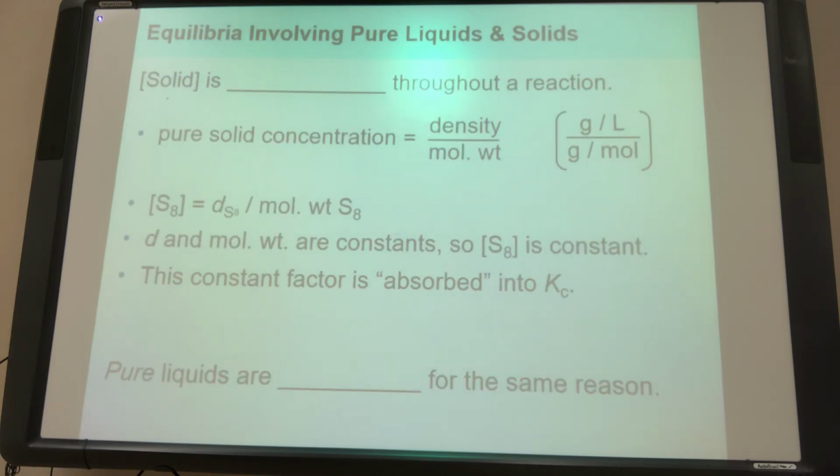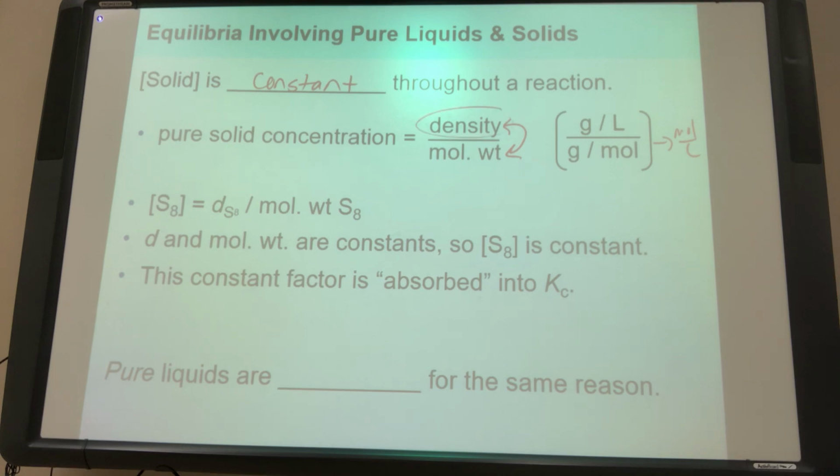The concentration of a solid is constant throughout a reaction. So let's think about why it's constant. Concentration is moles over liters. Another way that I can get moles over liters is to do the density divided by the molecular weight. Density is grams per volume, or mass per volume, so grams per liter, for example. Molecular weight is grams per mole. If you do this, it actually comes out to be moles per liter, because this mole's on the bottom, so it flips. This liter's on the bottom, so it flips. That's why you get them on opposite sides.